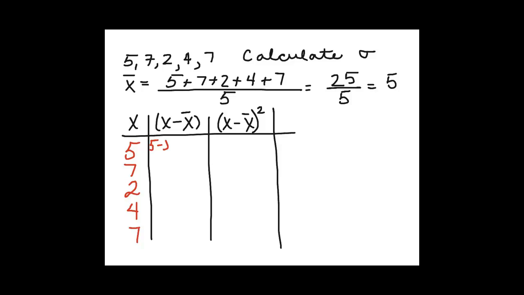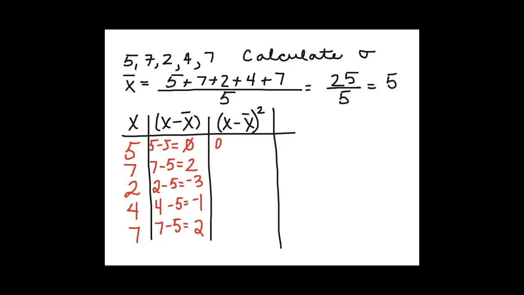So 5 minus 5, so that's my observation minus my mean, equals 0. 7 minus 5 equals 2, deviation score of 2. 2 minus 5 takes me into the negative side at negative 3. 4 minus 5 equals negative 1. And finally, 7 minus 5 equals 2.